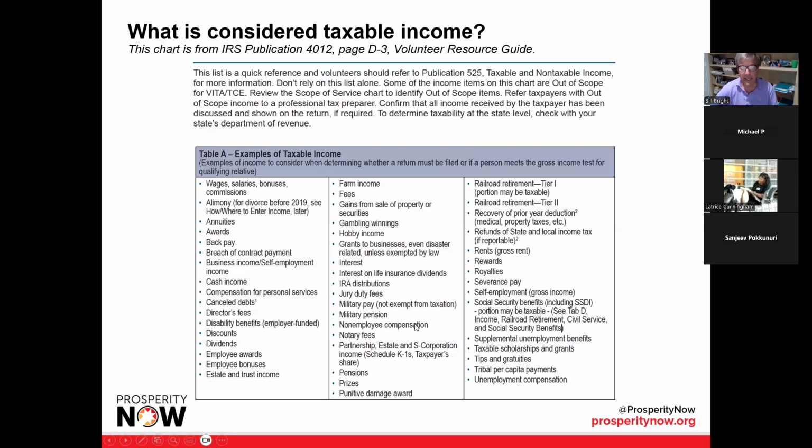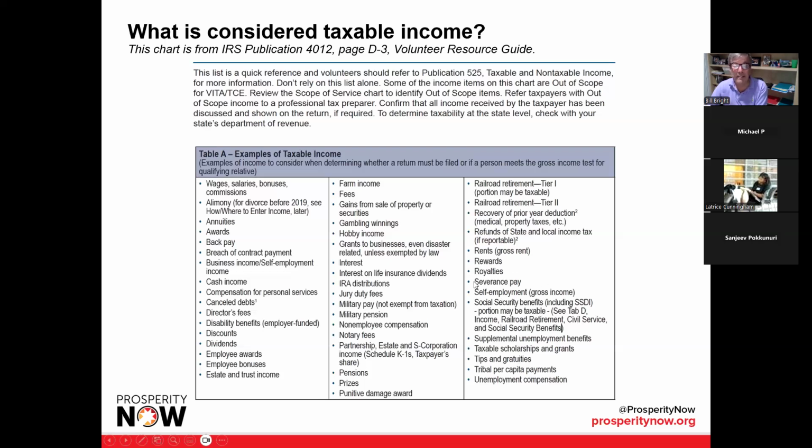Non-employee compensation, we'll get into that in a little bit more detail. Pensions, but the only pensions we see with any kind of regularity are those from the state of New Jersey, considering we live in an area that has a lot of retirees. We see a fair amount of those, as well as W-2s from the state of New Jersey. Railroad retirement is a form of Social Security, which is a little complicated and we won't go into any detail on that. Usually an experienced volunteer will do that.